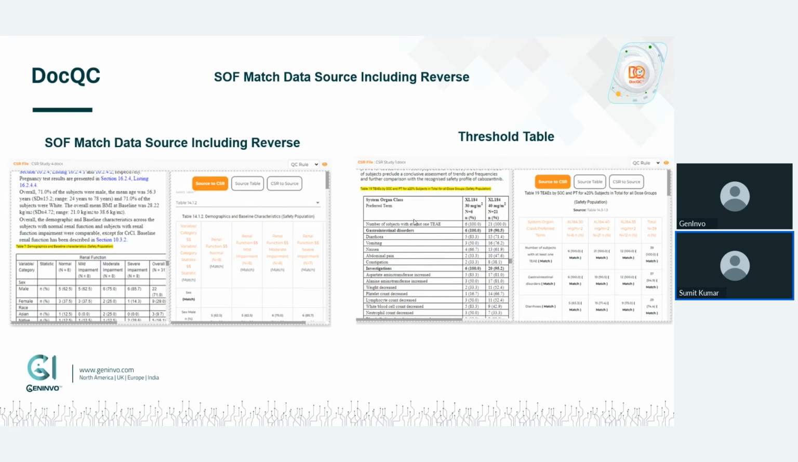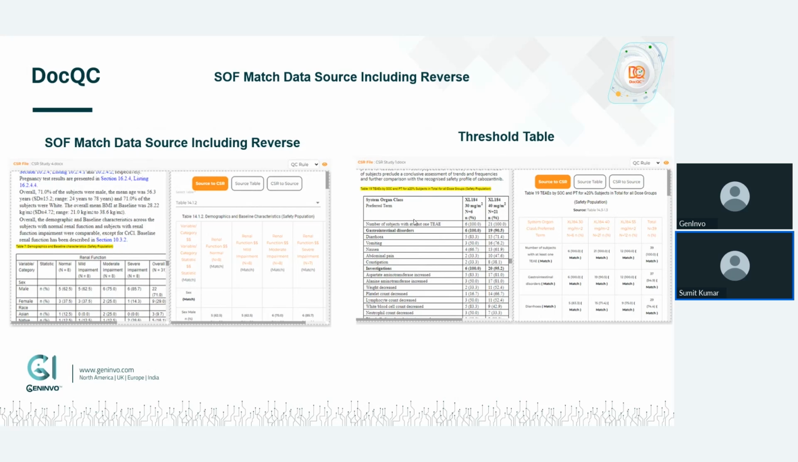Okay, this is the wrong number. I won't say it's a wrong number, but the tool highlights, okay, this particular number is greater than or less than the given condition. So this is how the DocQC can help to do the number comparison between the CSR and the supported tables.